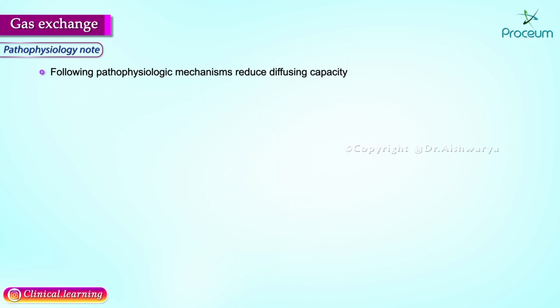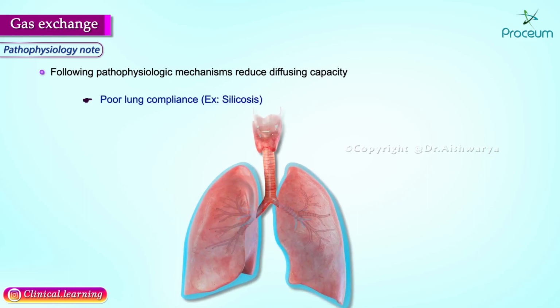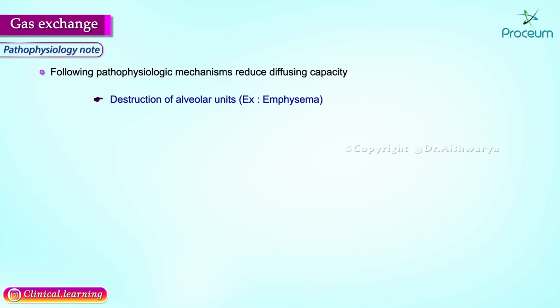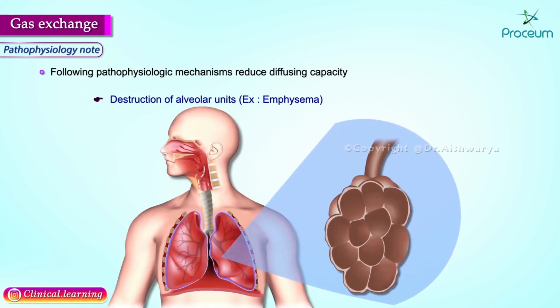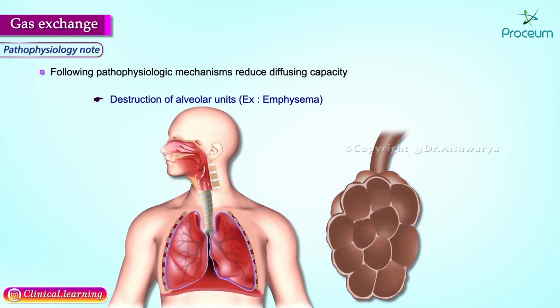The third important factor is poor lung compliance, which causes insufficient ventilation, typically seen in conditions like silicosis. And the fourth important point is the destruction of the alveolar units, which also leads to decreased surface area, seen in conditions like emphysema. All these are important factors to understand this mechanism.